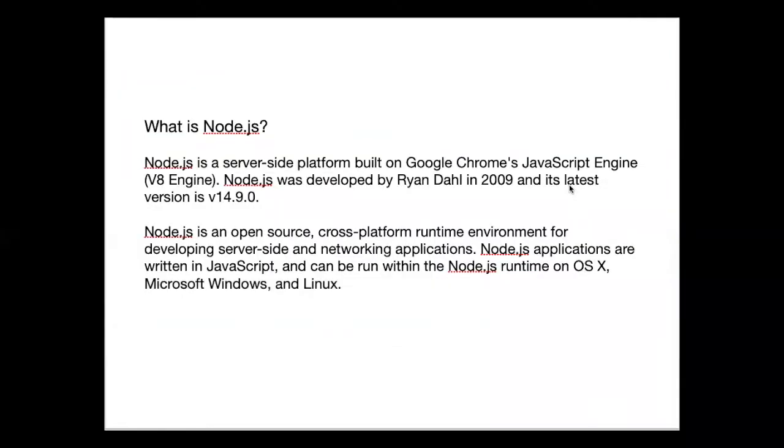Node.js is a server-side platform built on Google Chrome's JavaScript engine, that is V8, right? Node.js was developed by Ryan Dahl in 2009 and its latest version is 14.9. Node.js is an open source cross platform runtime environment for developing server side and networking applications. Node.js applications are written in JavaScript and can be run within the Node.js runtime on any operating system like macOS, Microsoft Windows and Linux.